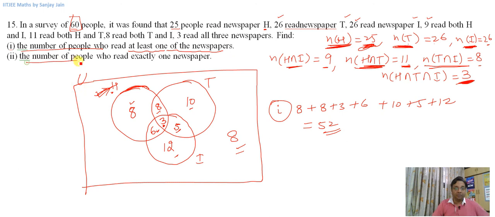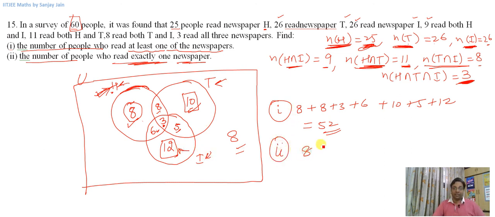Now the number of people who read exactly one newspaper: these 8, these 10 and these 12 people are the ones who read exactly one newspaper. These 8 people read only newspaper H, these 10 people read only T, these 12 people read only I. So the answer to the second part will be 8 plus 10 plus 12, that is 30. 30 such people read exactly one newspaper.